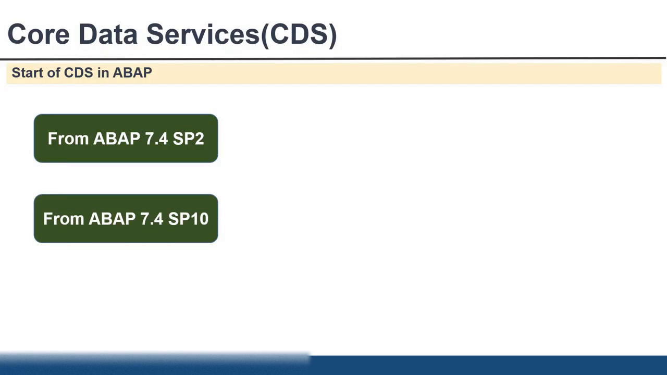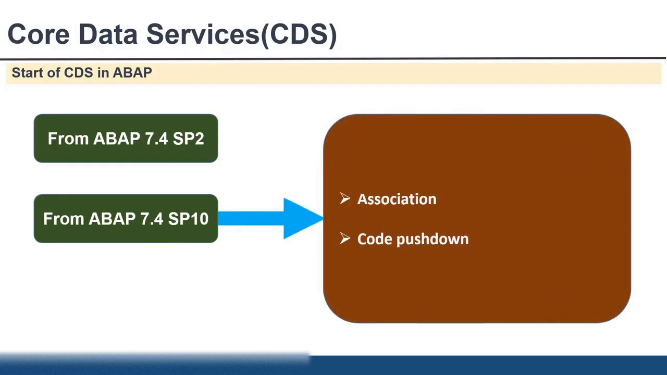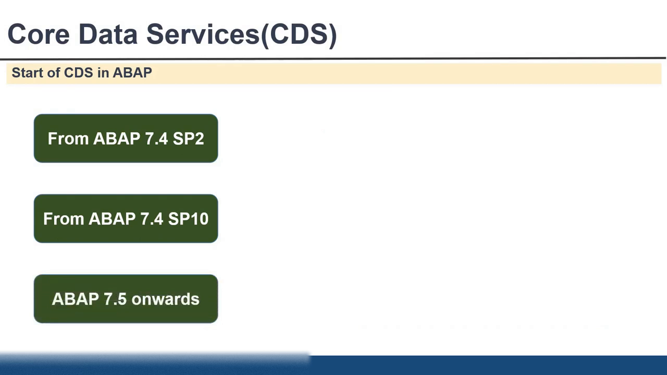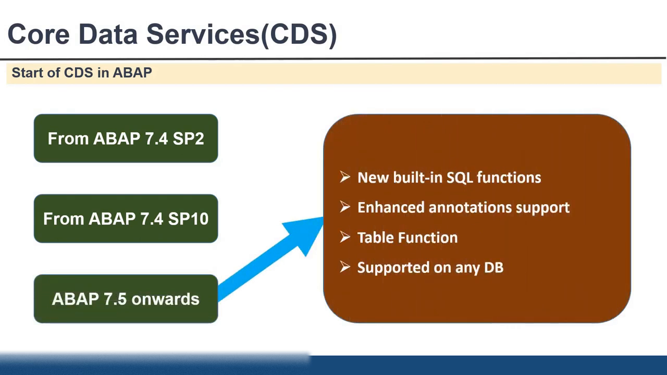As of ABAP 7.4 SP10, SAP introduced associations and additional code pushdown. And as of ABAP 7.5 onwards, SAP introduced new inbuilt SQL functions, enhanced annotation support, and table functions, and it's supported on any database.